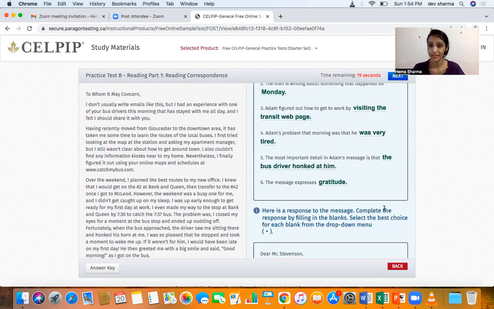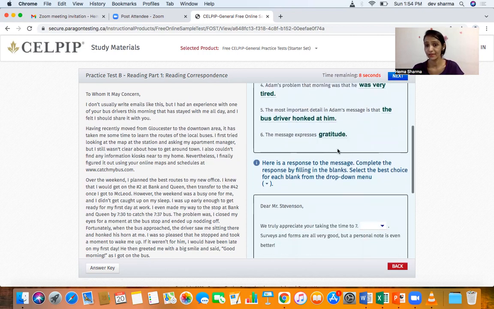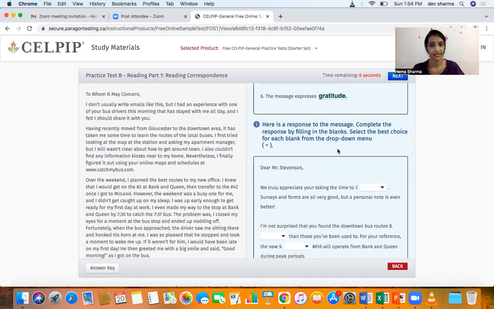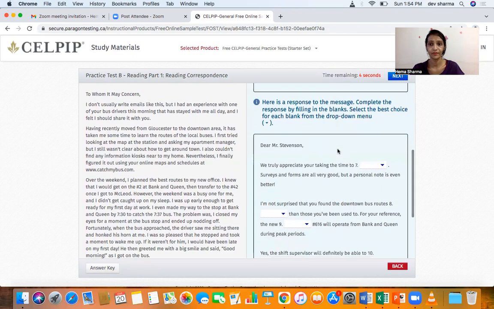Now we have completed 6 questions and we are about to finish the time. You can see the timer here, it's ticking. But because I'm explaining, we will not be able to complete it in time. But when you're giving the exam, you will be able to see how much time is left.